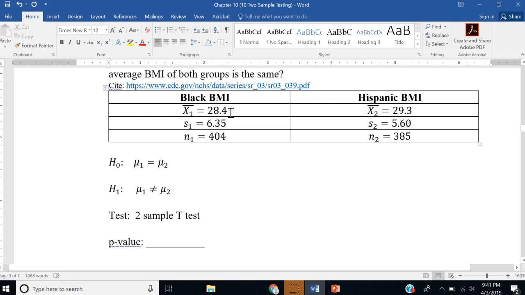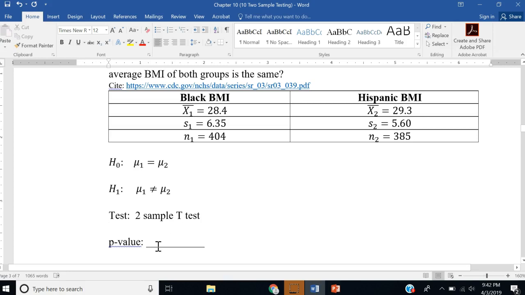28.4 is the average for group 1, 6.35 is the standard deviation for group 1, 404 is the sample size of group 1. Then 29.3 is the average of group 2, 5.60 is the standard deviation for group 2, 385 is the size of group 2. And we're obviously going to choose the not equal to key. We're going to choose not pooled, so no for pooled, and then calculate.